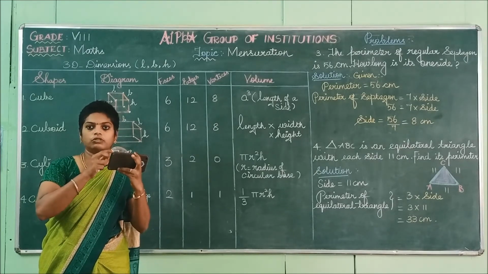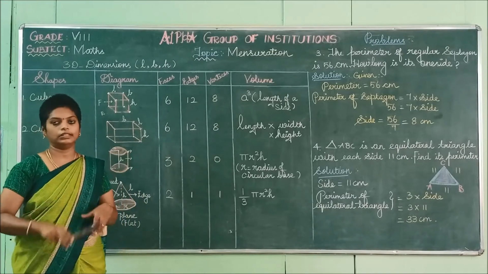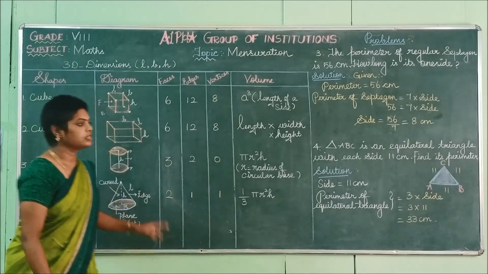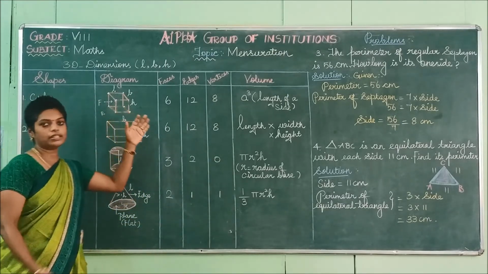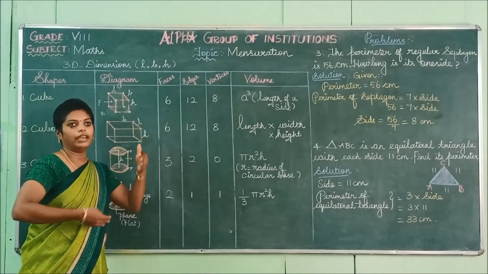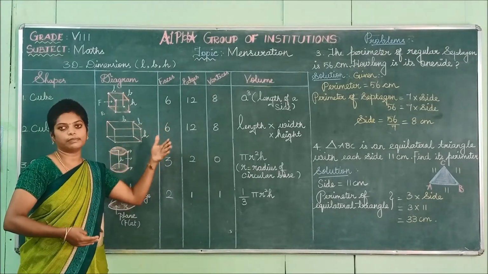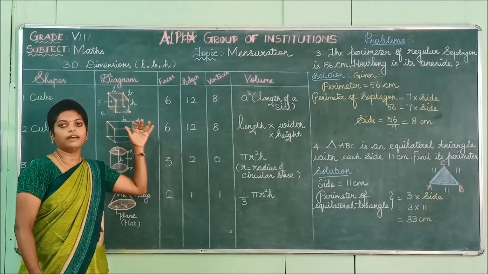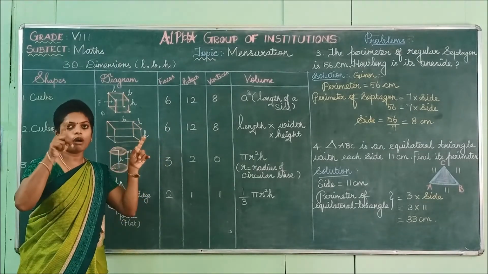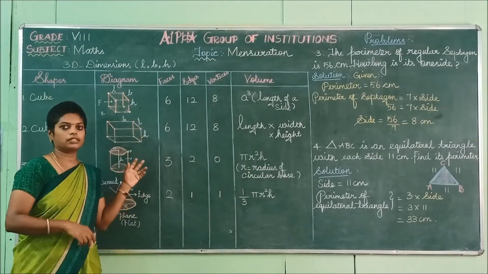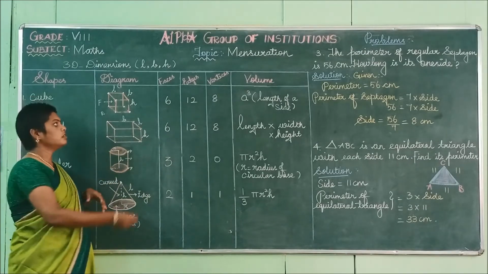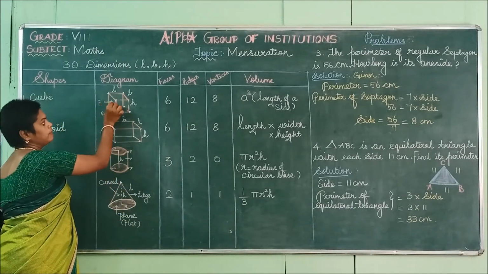Likewise, that is called vertices. So listen once again. A face is a flat surface. Edges are where two faces meet. Vertices are where two or three edges meet. So listen, this one is the face.